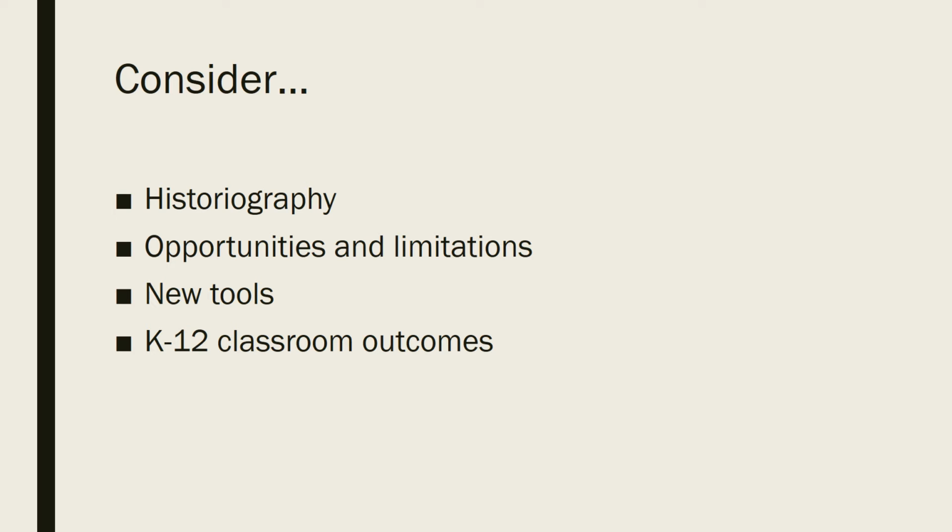For us, then, we're going to be trying to consider four important aspects of digital history, not only for the impact on the field of history, but also for their impact on the K through 12 social studies classroom. These include historiography, the opportunities and limitations associated with digital history, new tools available to historians and history education, and K through 12 classroom outcomes. So, in other words, how is this again shifting the field of history and how is it shifting history classrooms?